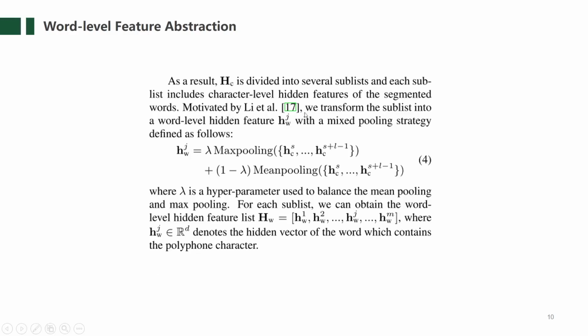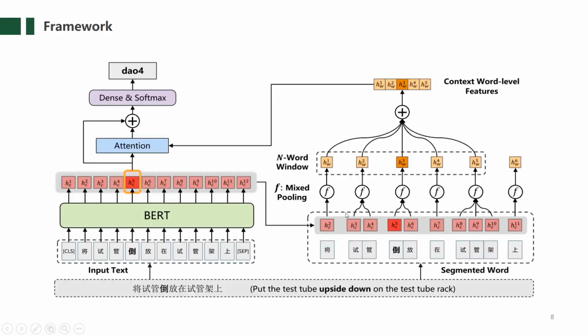Motivated by others, we transform the sublist into word-level hidden features with the mixed pooling strategy defined as follows. Here lambda is a hyperparameter used to balance the mean pooling and the max pooling. For each sublist, we can obtain a word hidden feature, and the list is big H. This is big H, the word-level hidden feature list.